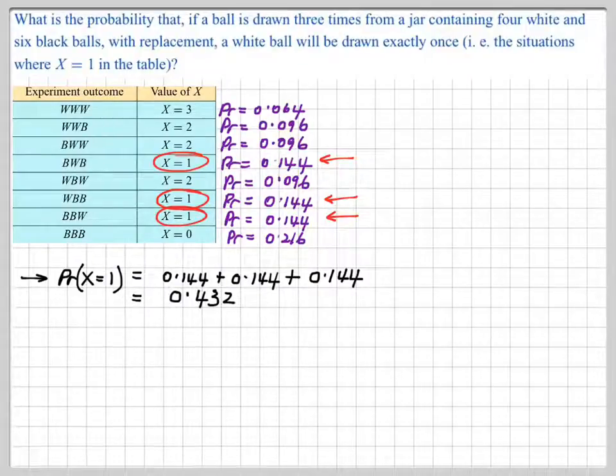So that comes to 0.432 and Mr. Box. Thank you, Mr. Box. That is our answer, okay? That is our answer. All right, it's easy, isn't it?